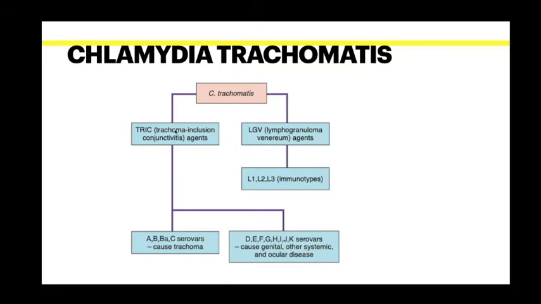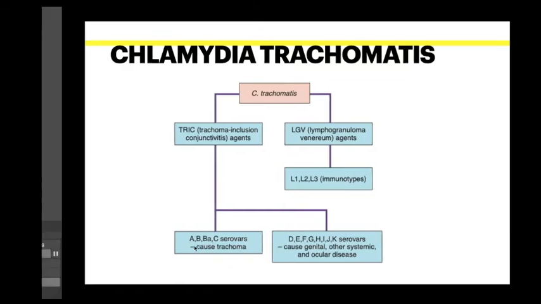Next, this serotyping is important. Trachoma, as I've said earlier, is caused by the serovars A, B, Ba, and C. The D to K serovars cause inclusion conjunctivitis and the genital infections, and the L1, L2, L3 serotypes cause lymphogranuloma venereum. So here A, B, Ba, and C cause the trachoma.